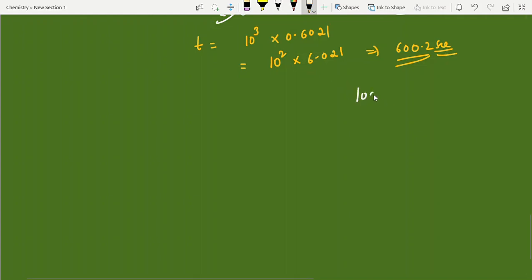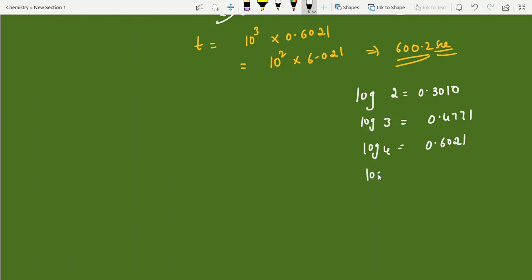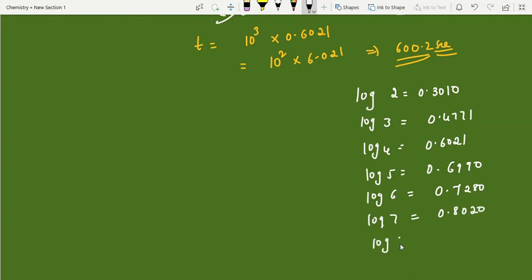Okay, so log 2 is 0.3010, log 3 is 0.4771, log 4 is 0.6021, log 5 is 0.6990, log 6 is 0.7280, log 7 is 0.8020, log 8 is 0.9030, with slight variations in the last digit, log 9 equal to 0.9830 or 984, and log 10 is 1.